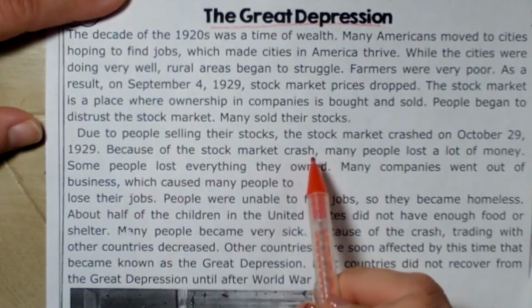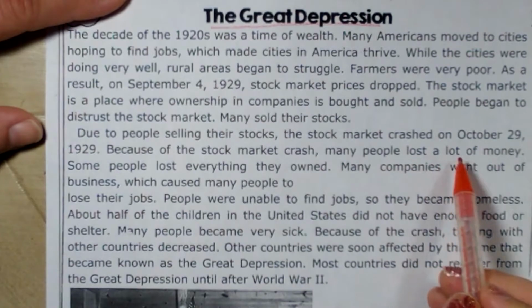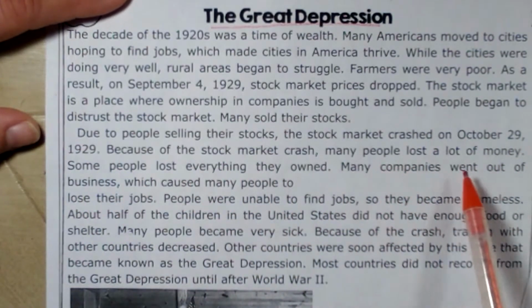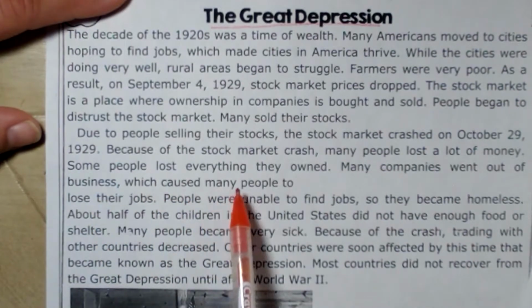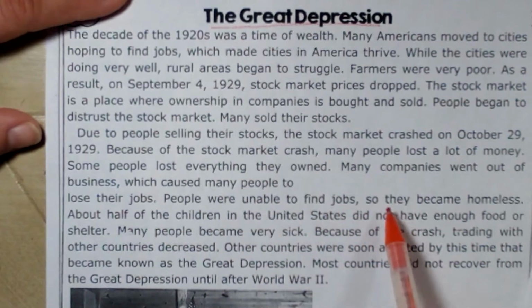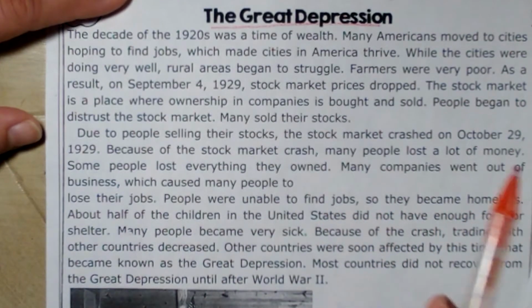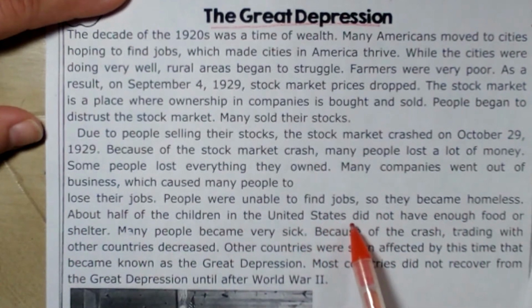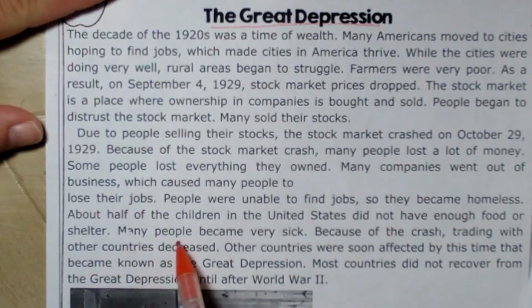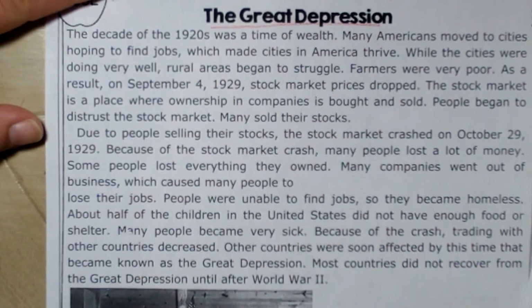Because of the stock market crash, many people lost a lot of money. Some people lost everything they owned. Many companies went out of business, which caused many people to lose their jobs. People were unable to find jobs, so they became homeless. About half of the children in the United States did not have enough food or shelter. Many people became very sick. Because of the crash, trading with other countries decreased. Other countries were soon affected. By this time, that became known as the Great Depression.